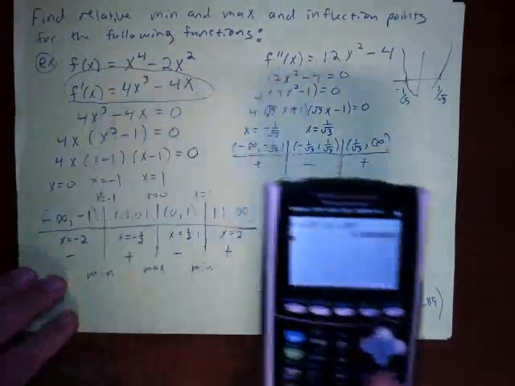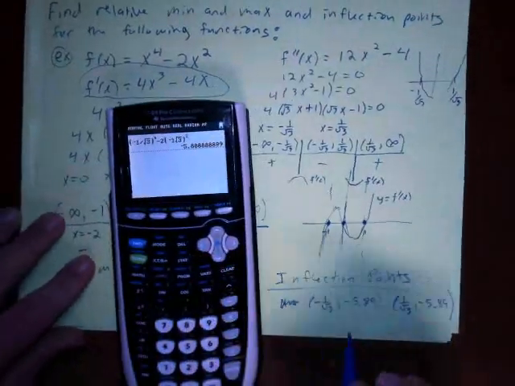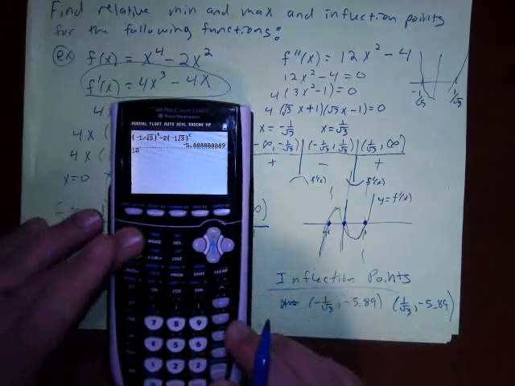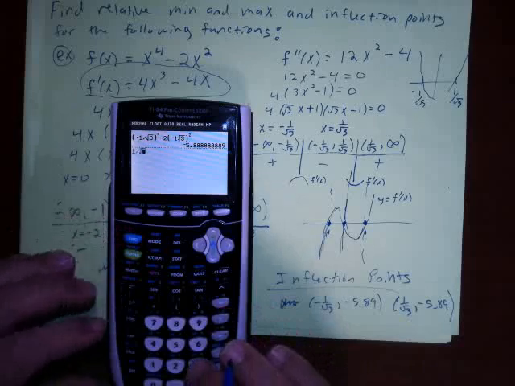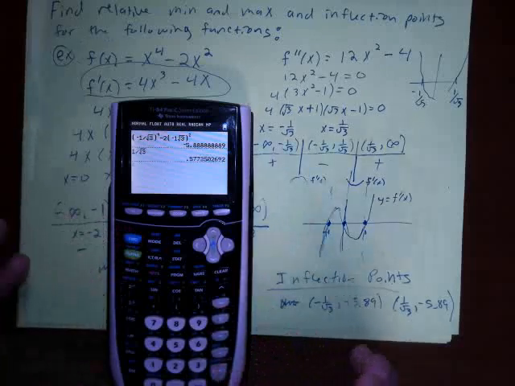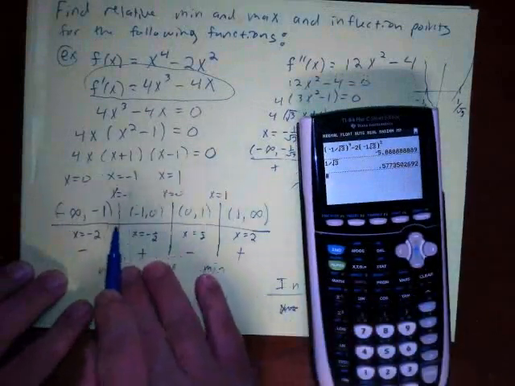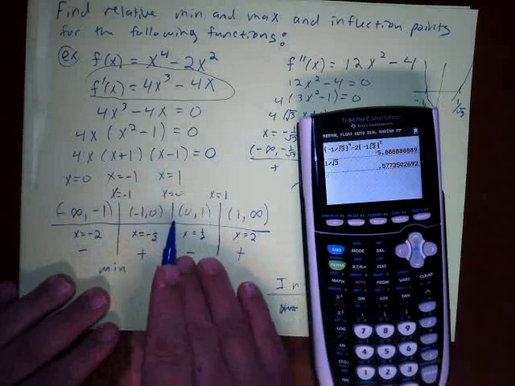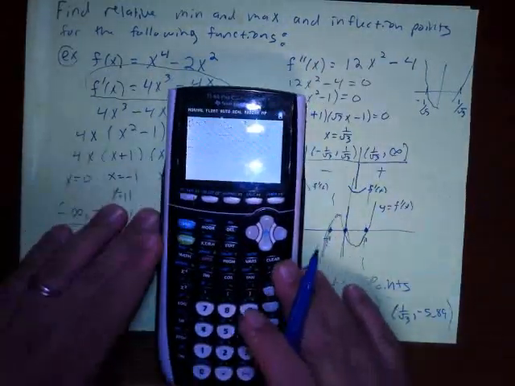So now let's graph. So these are the relative min and max, negative 1, 0, 1, and then these are inflection points. Let me actually find out where that occurs. If I take 1 divided by the square root of 3, it's like 0.57. So the inflection points are actually in between these critical points. It's between 0 and negative 1, and 0 and 1. So let's graph our function.